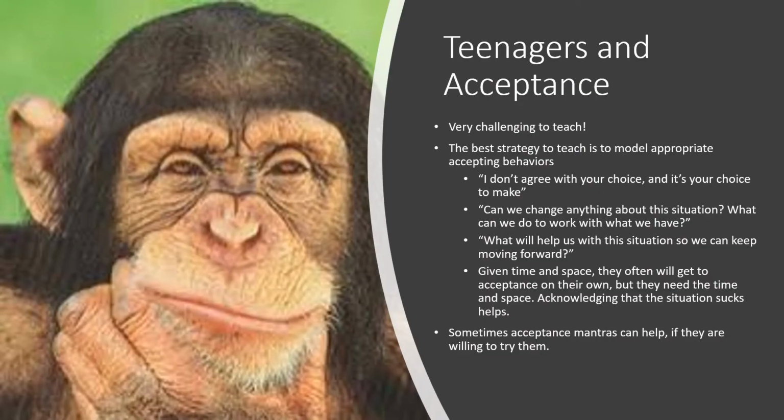Okay, so it's very challenging to teach acceptance skills to teenagers because they also want everything to go their way. They want what they want and they don't want something different. And if you try to give them something different, they're going to refuse it and go get what they actually want. I've found that the best strategy to teach acceptance is to actually just model accepting behaviors.